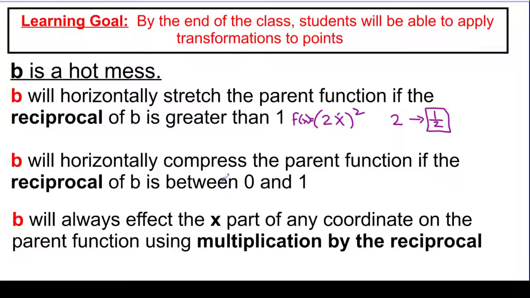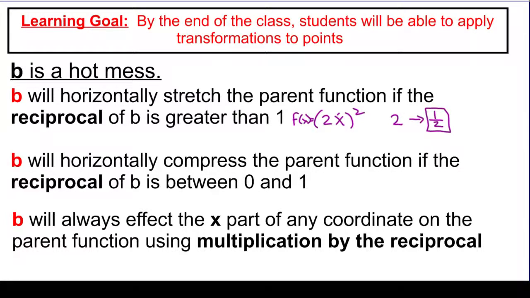So A is just like you see it. D is just like you see it. C is backwards, and B is backwards a little bit as well. So C is the opposite sign of what you see, B is the reciprocal of what you see. So those inside values are a little bit of a challenge that we're going to need to work with.